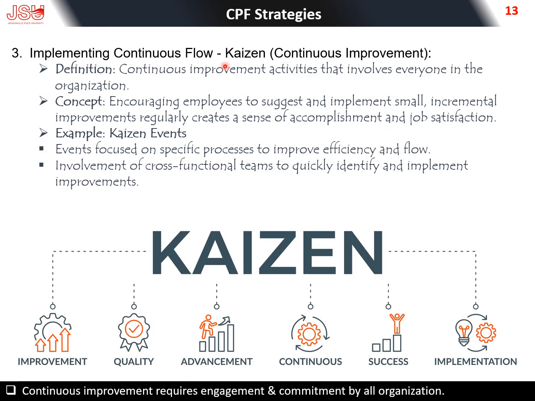Implementing continuous flow. Kaizen, continuous improvement. Definition. Continuous improvement activities that involve everyone in the organization. Concept. Encouraging employees to suggest and implement small incremental improvements regularly creates a sense of accomplishment and job satisfaction. Example of Kaizen. An event focused on a specific process to improve efficiency and flow. Involvement of cross-functional teams to quickly identify and implement improvements.